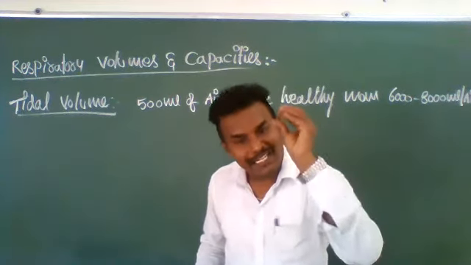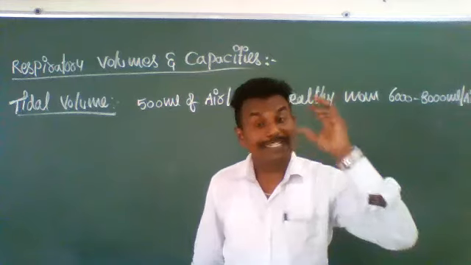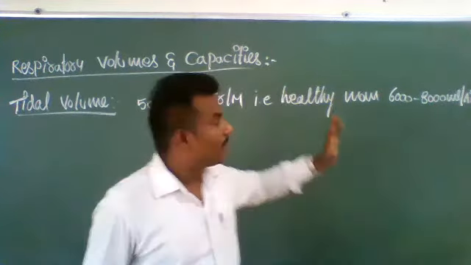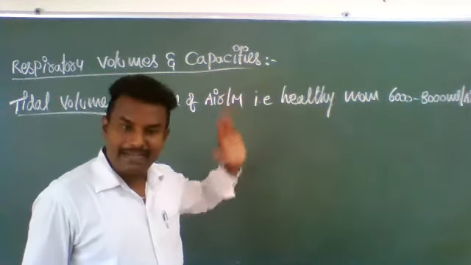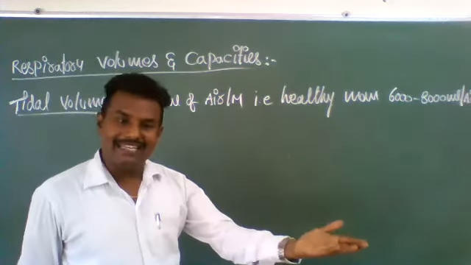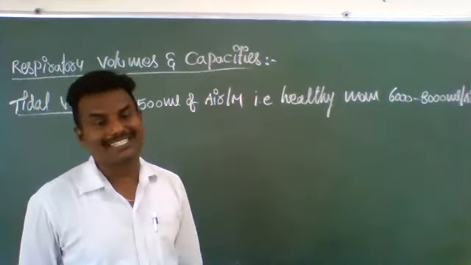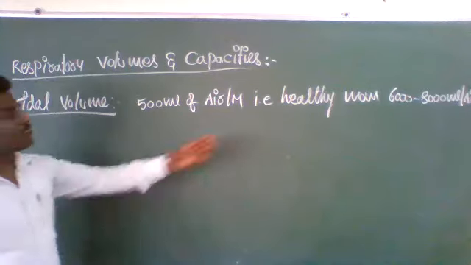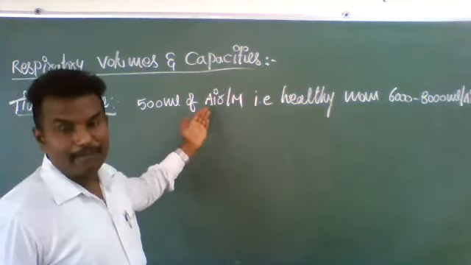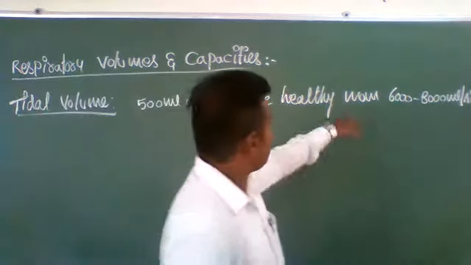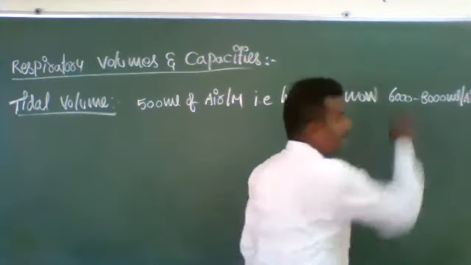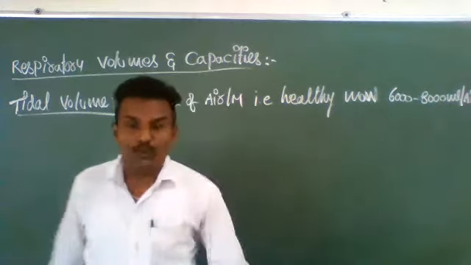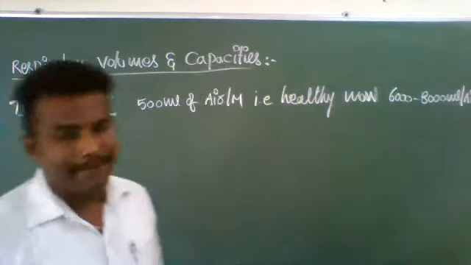Those who are anatomical doctors can measure and identify the tidal volume. The volume of air that can be inspired, taken in or released during inspiration and expiration is called tidal volume. It is approximately 500 ml. A healthy man can inspire or expire approximately 6,000 to 8,000 ml of air per minute.